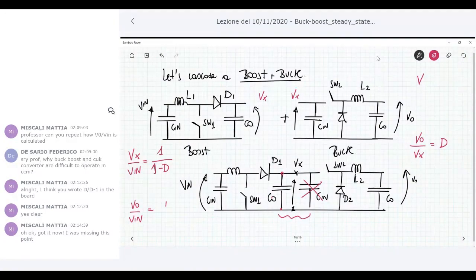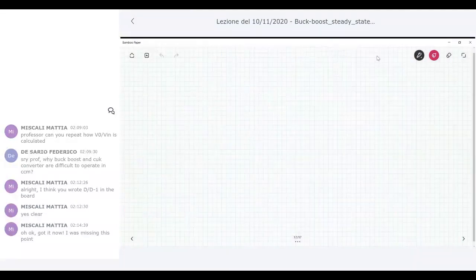So the multiplication of the two, which is V naught over V in, is again, sorry, this is the boost, 1 over 1 minus D, so D over 1 minus D. This is the conversion ratio of this converter. So it's the same conversion ratio that we had for the non-inverting buck boost as I previously did. It is another version of the previous one.